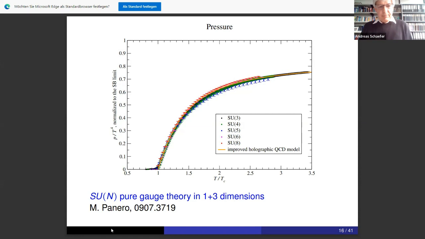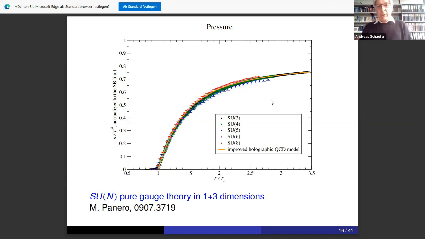So that was first done by Panero, who looked at, for example, the ratio of pressure over T to the 4. And that was for SU(3), SU(4), SU(5), SU(6), SU(8), and it's scaled by the number of gauge fields in each case. That's why all these cases fall on top of one another, and actually the properties seem not to change qualitatively when they are scaled with this number of gluon fields between 3 and 8. So it seems that N equals 3 is not such a big problem.